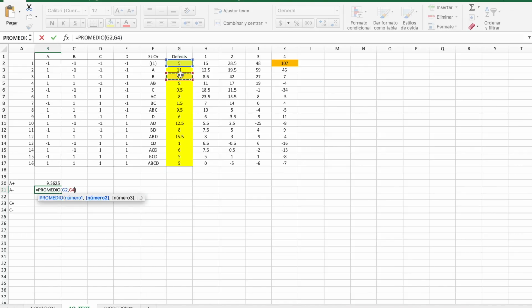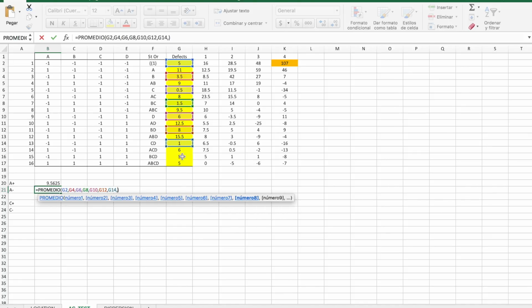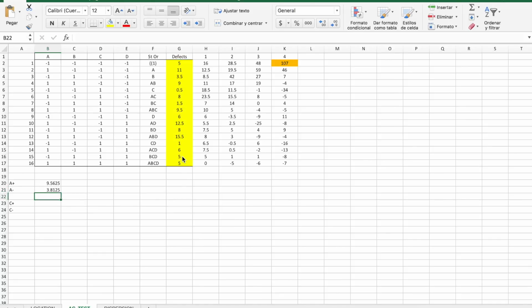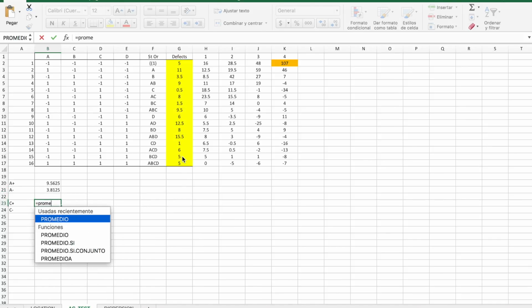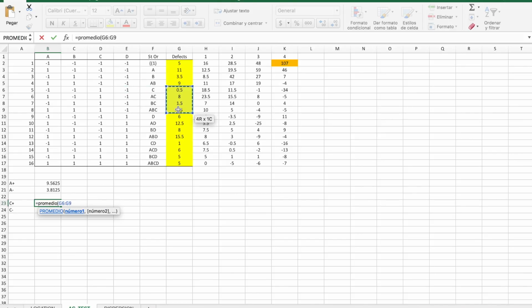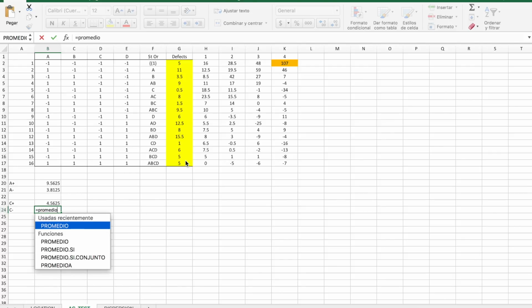And then again, the average where A is negative, which is the first one, and then the third one, and then the 0.5, 1.5, and so on until we reach the end. And we do the same for C, where C is positive, and then where C is negative.